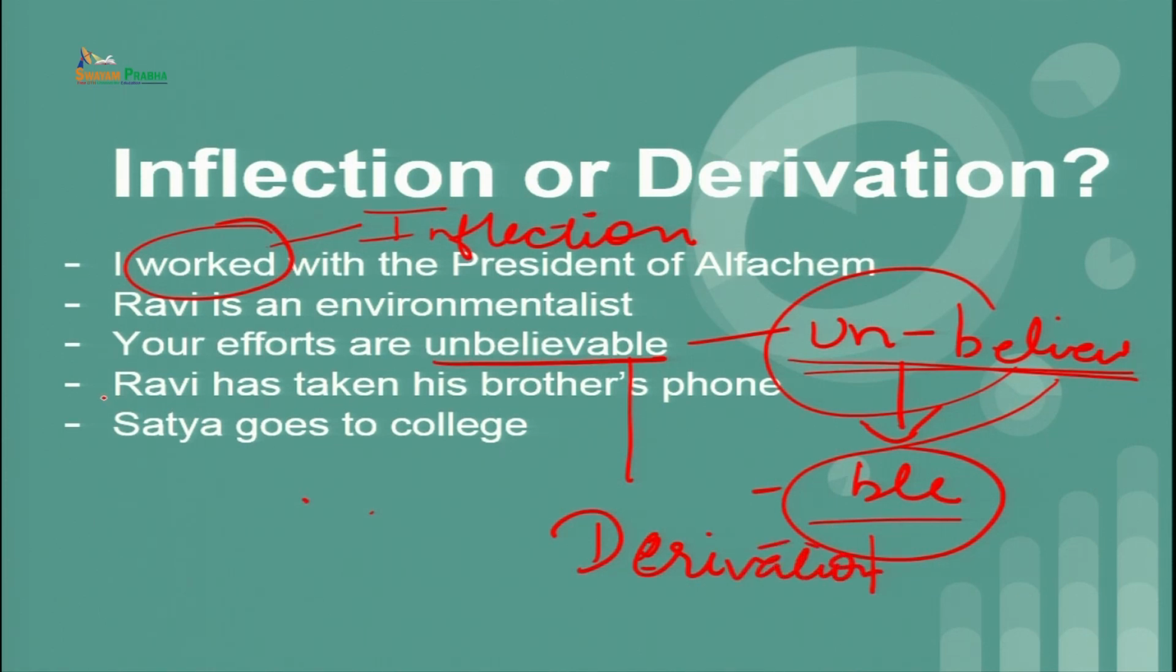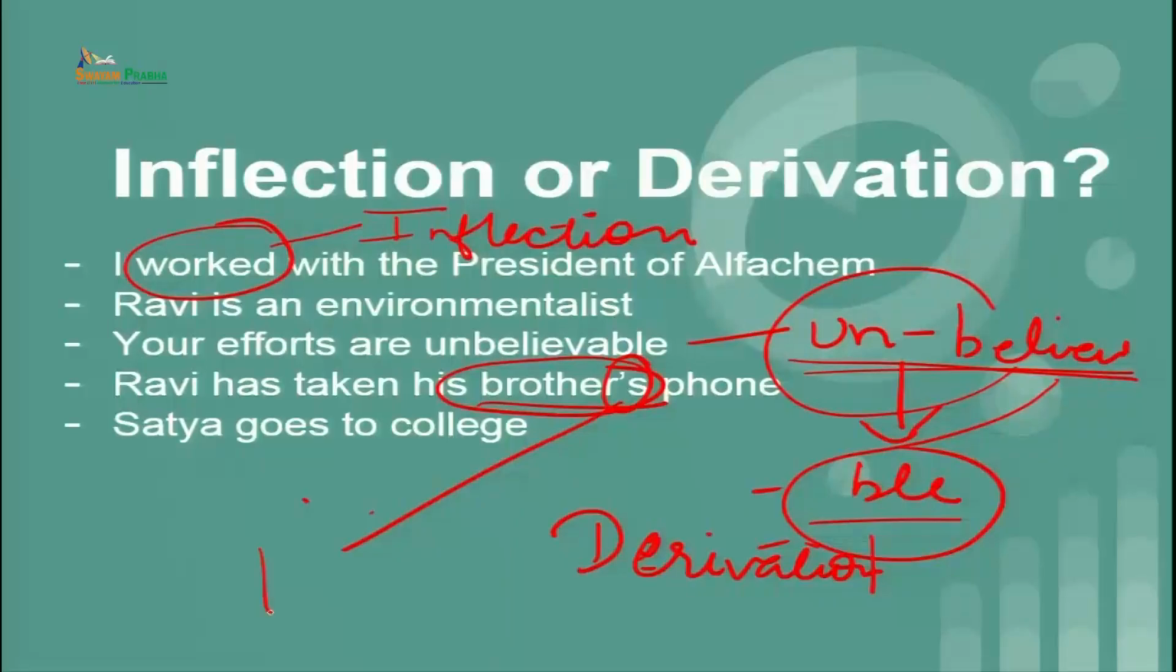Similarly, you can take up the other example where it is written that Ravi has taken his brother's phone. Now, in the word brother's, what do you see? It is the apostrophe s. So, this s is actually playing a grammatical part and there is no change in the meaning. Also, there is no change in the word class. Therefore, you can easily say that it is an example of inflection.